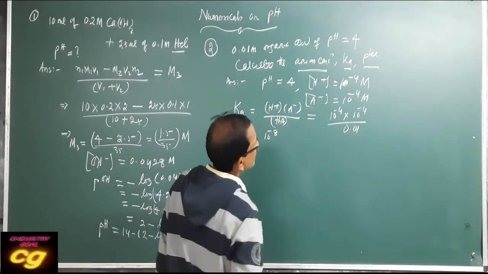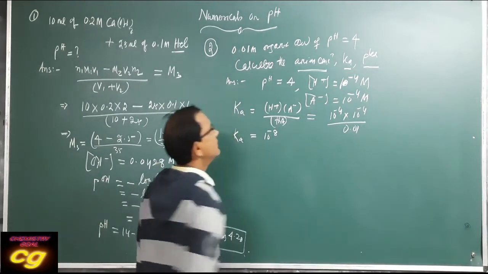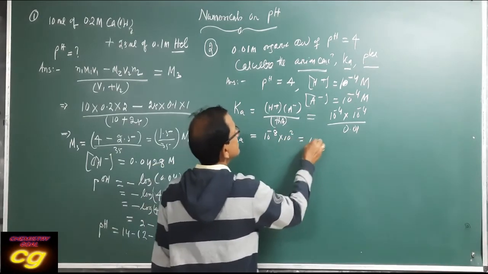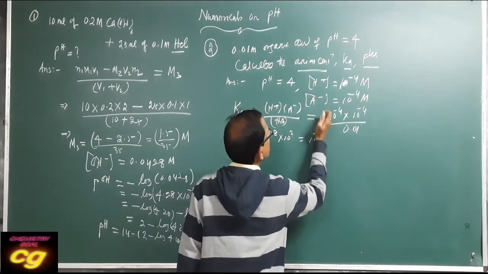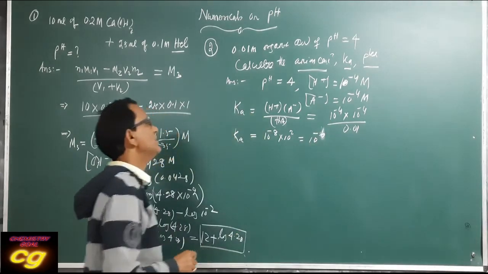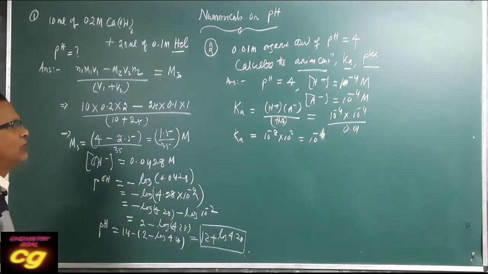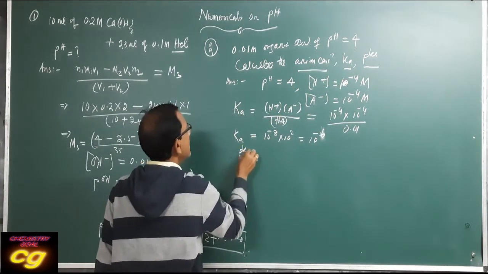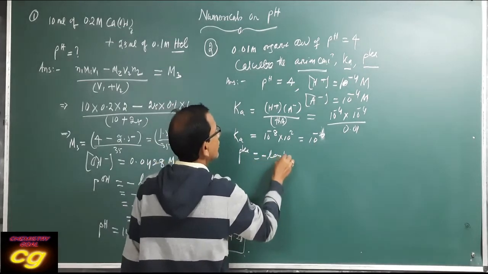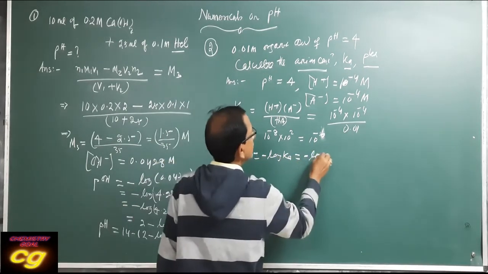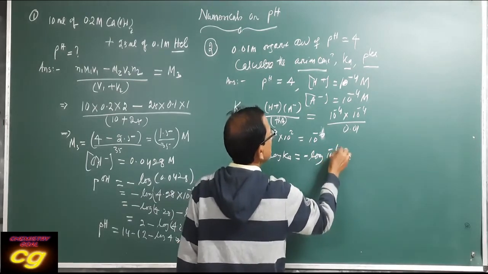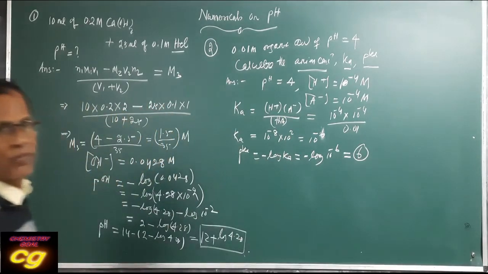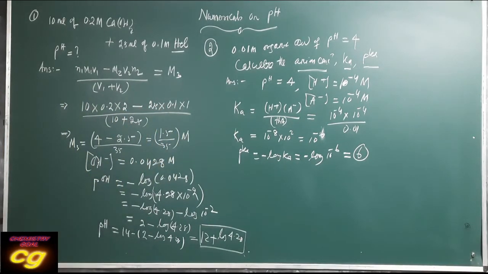Then 10 to the minus 8, divided by 10 to the power minus 2, will be into 10 to the power 2. The result is 10 to the power minus 6. This is your K. K is equal to 10 to the power minus 6. If K is 10 to the power minus 6, pK is equal to minus log K, minus log 10 to the power minus 6. That answer is 6. This is the value of pK. pK is equal to 6.